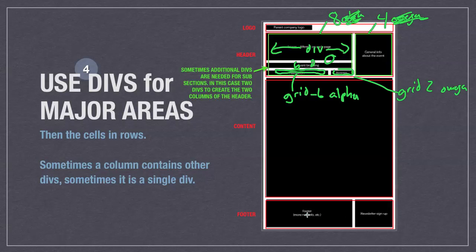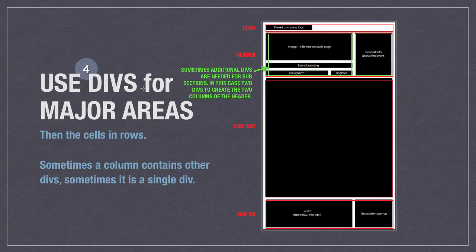The rest of it here, this would be grid 8, grid 4, and then this content here would just be right. We're going to put other stuff in there that would get further done.